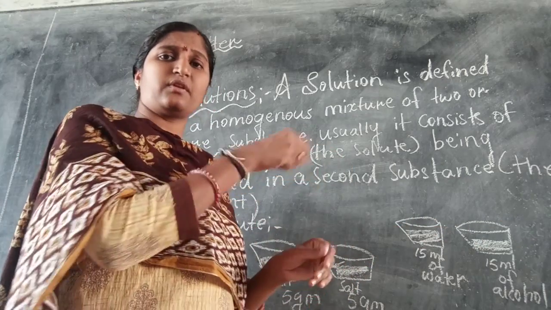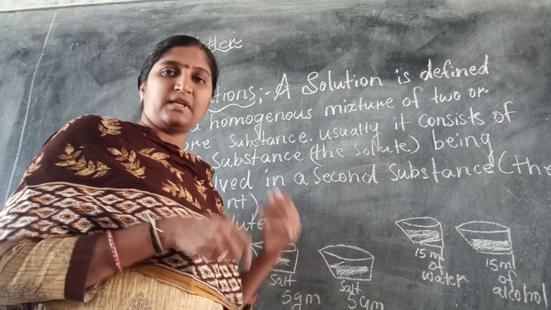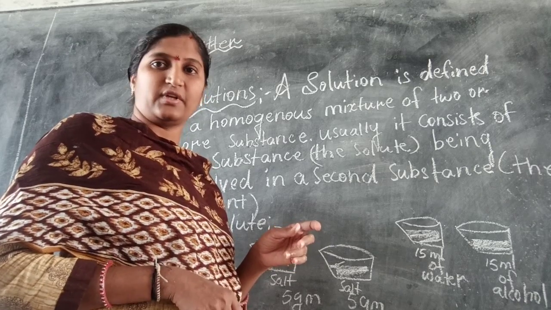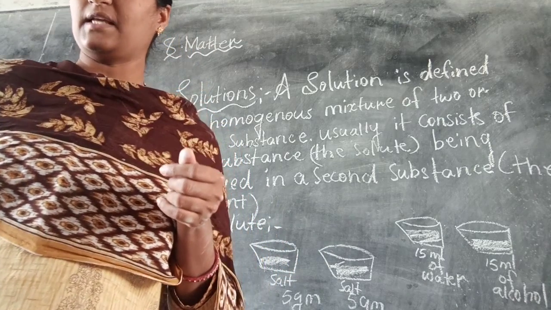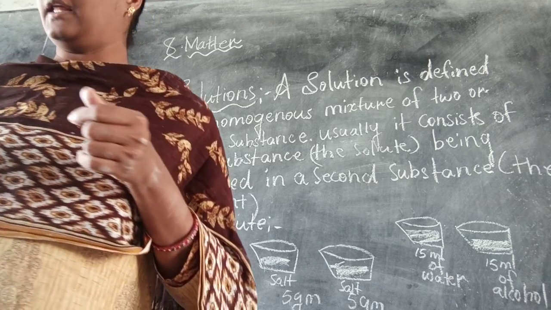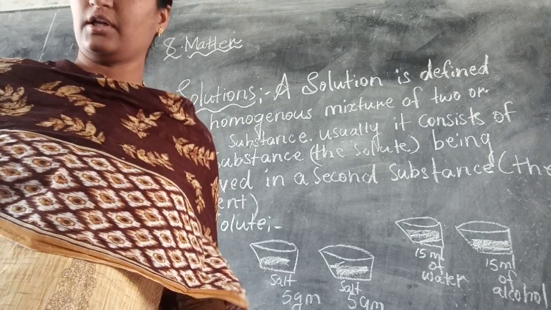You have to swirl, means you have to stir well, mix it well. After mixing, you have to keep it for 20 seconds and observe the changes. Expected result: there will be less undissolved salt in the cup with the water than the alcohol. This means that more salt dissolved in water than in alcohol.